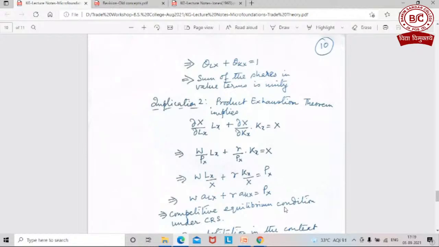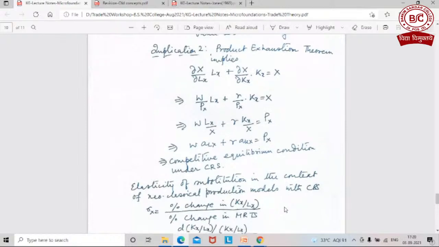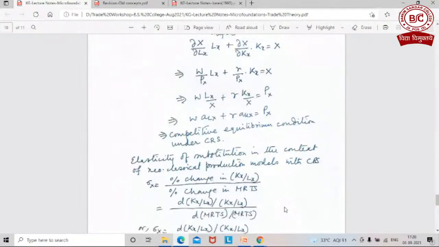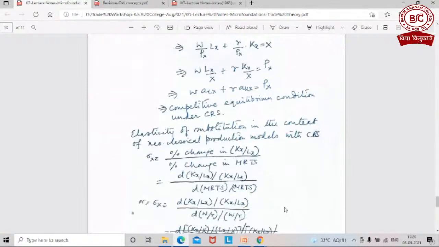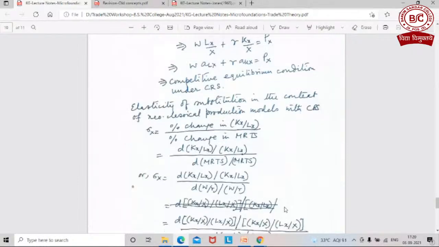I will not go through the mathematics of elasticity of substitution, but just to recall a few things. A question was asked about why this will be substituted. Of course, capital will be substituted by labor, because of positive elasticity of substitution. Elasticity of substitution means the percentage change in the capital-labor ratio as a result of the percentage change in the marginal rate of technical substitution. At equilibrium, the MRTS, that is the slope of the isoquant, is equal to the slope of the isocost. So you can replace MRTS by W divided by R. This is the form of the elasticity of substitution. You know this already? Is it okay?